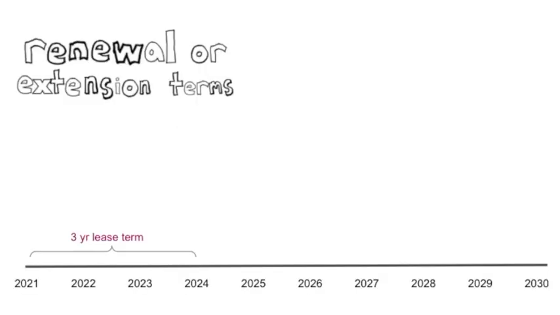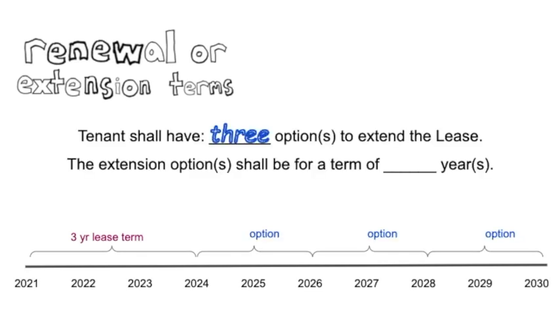Can the tenant renew the lease? Yes. Just make sure to add an extension option to your agreement. For example, here the tenant has 3 options to extend the lease, for a term of 2 years each.